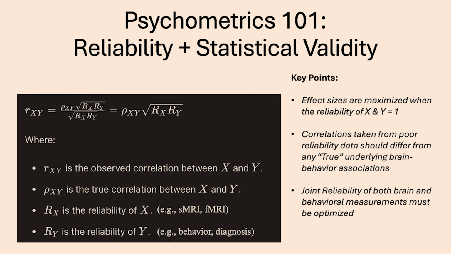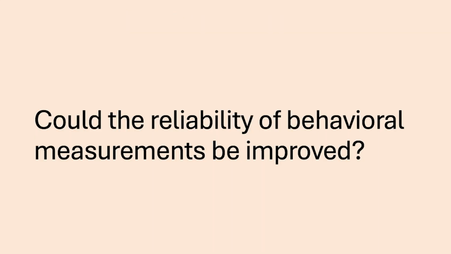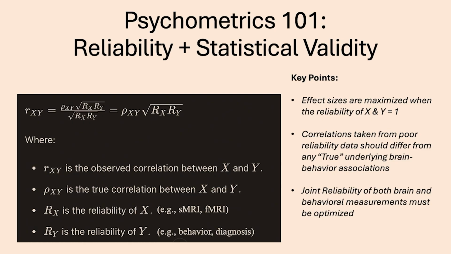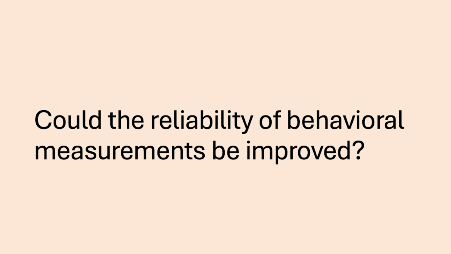A couple of key points come out of this equation. Effect sizes are going to be maximized when the reliability of our variables is close to 1. And the further we get from a reliability of 1, the further our observed correlations will be, on average, from the true underlying brain-behavior associations. Just a couple of things to keep in mind as we go through this. Which brings up the question: would it be possible to improve the reliability of our behavioral measurements?